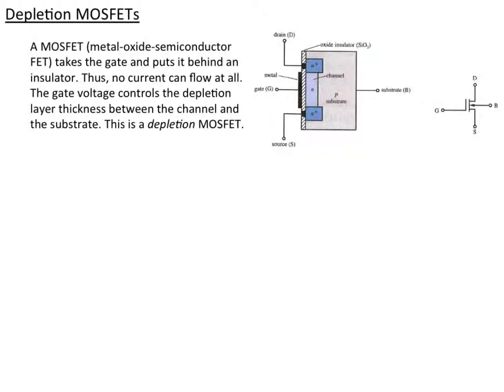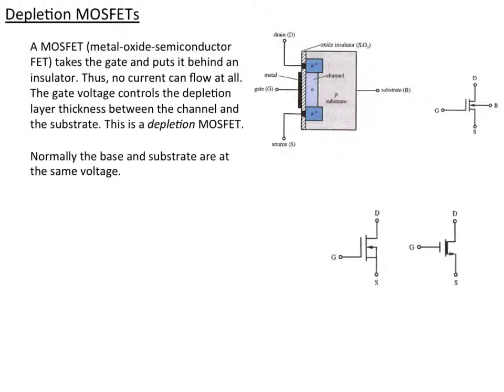And so this is called the depletion MOSFET because it works by reducing the size of the channel. In other words, depleting it. Here's the symbol for it. The base has its own connector, which does form a diode with the drain source channel, and the gate is separated from it by what looks like a capacitor.